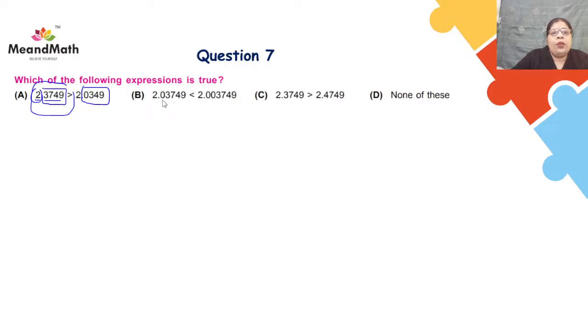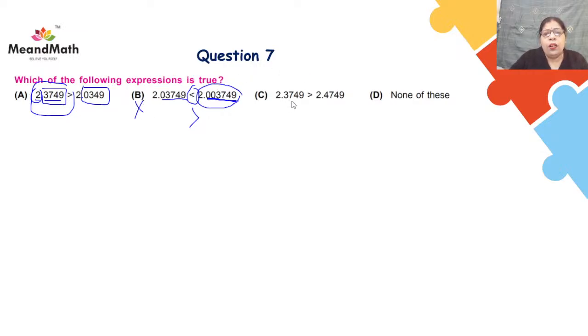This is 03749, and here we have 003749, making it a smaller number. This number is smaller. So this sign should have been the greater sign. Okay. So this option is absolutely wrong.